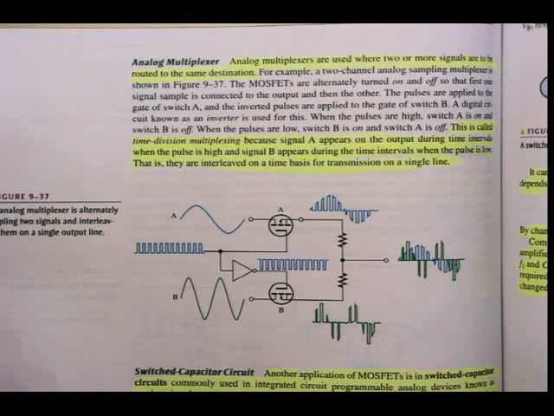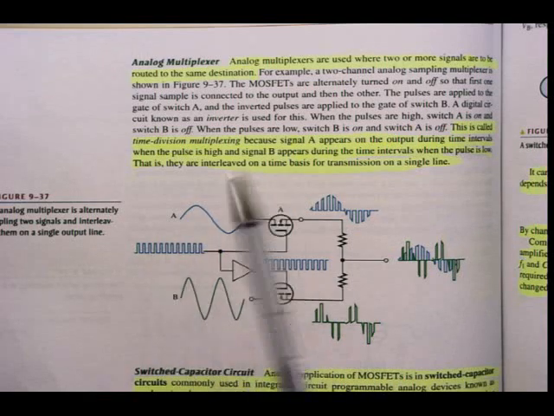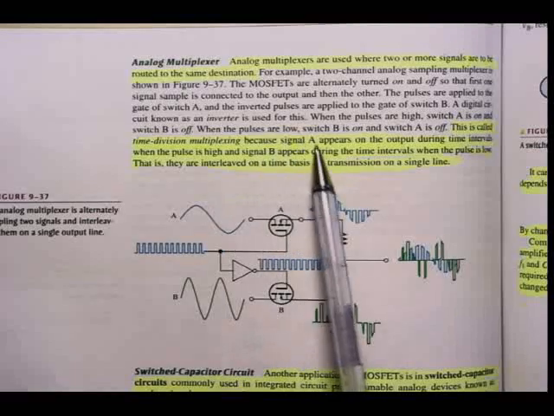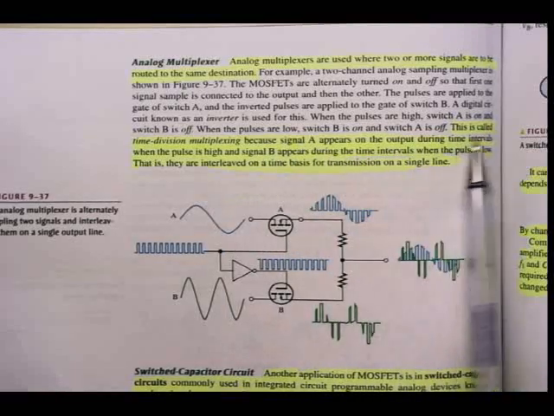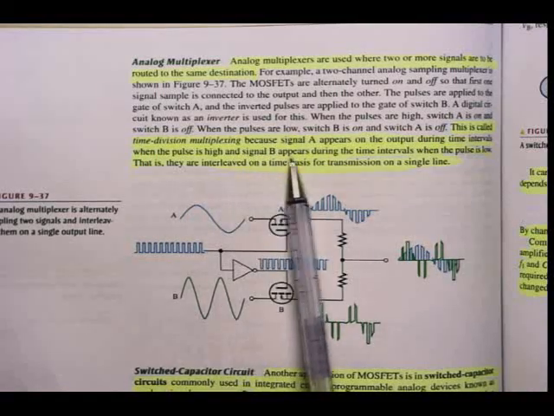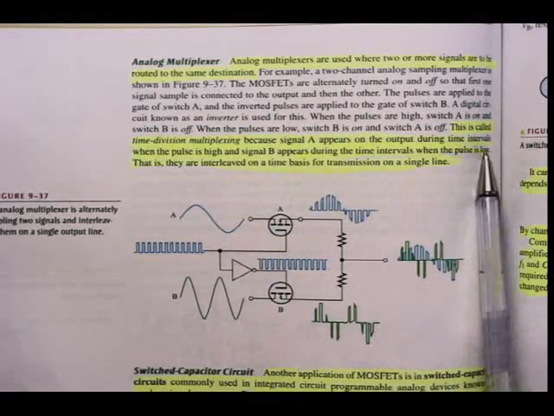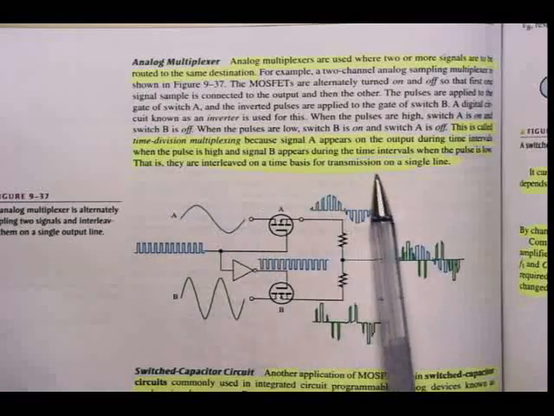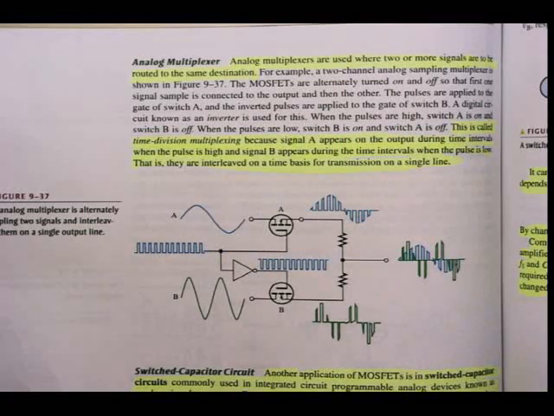Time division multiplexing, you can underline that paragraph as well, just above figure 937. Because signal A appears on the output during the time intervals when the pulse is high, and signal B appears during the time intervals when the pulse is low. That is, they are interleaved on a time basis for transmission on a single line. Right, that's multiplexing.